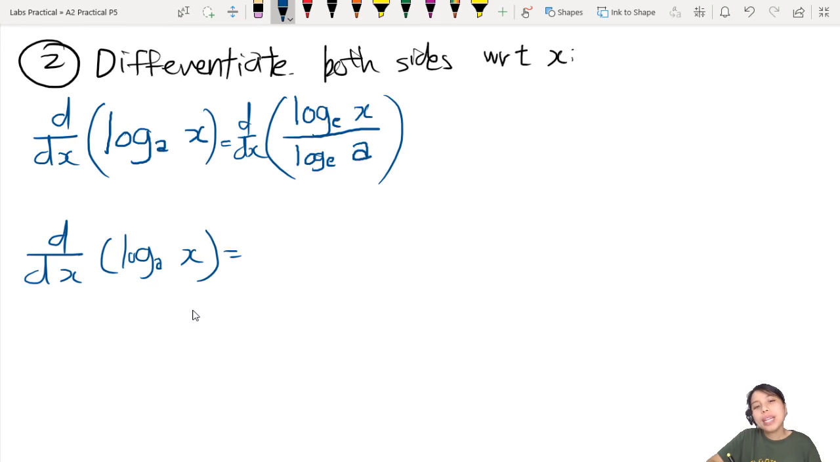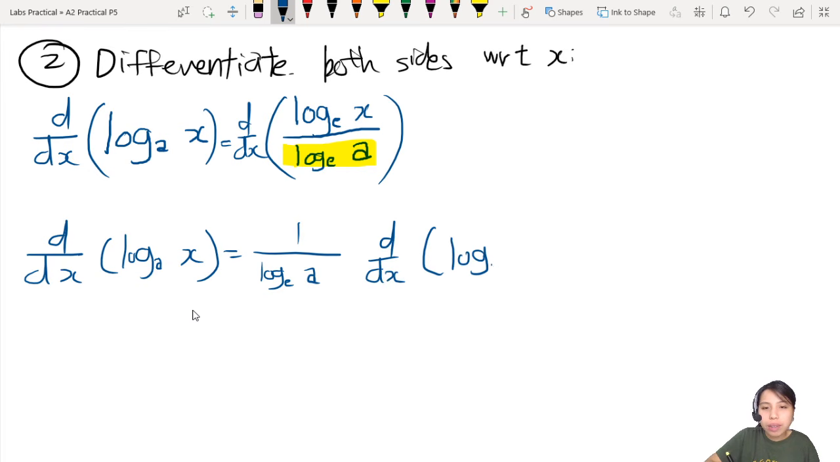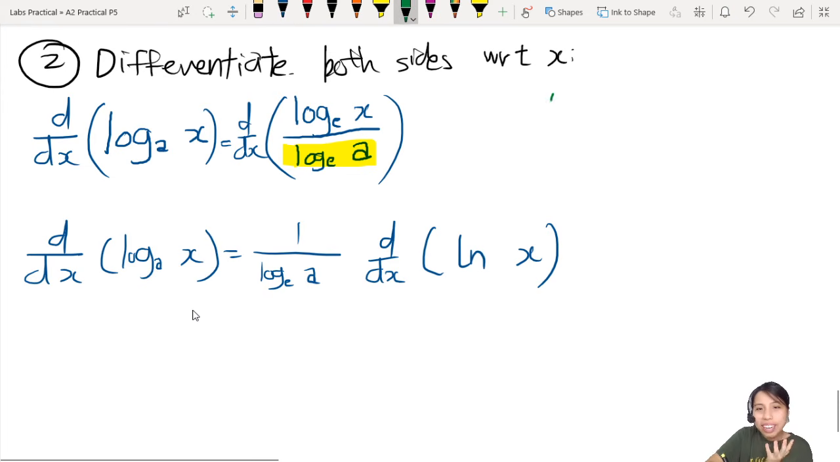Right side, we can take out a constant. So this thing down here, log e to a, is a constant. There's no x. Okay, so we take it out, log e to the a. Then we differentiate all the things that have x inside it. So this will be log e to the x. Log e is also known as ln, right? So we rewrite a shortcut a bit. Ln. Okay, so reminder, log e x, we often shortcut and just say ln x.